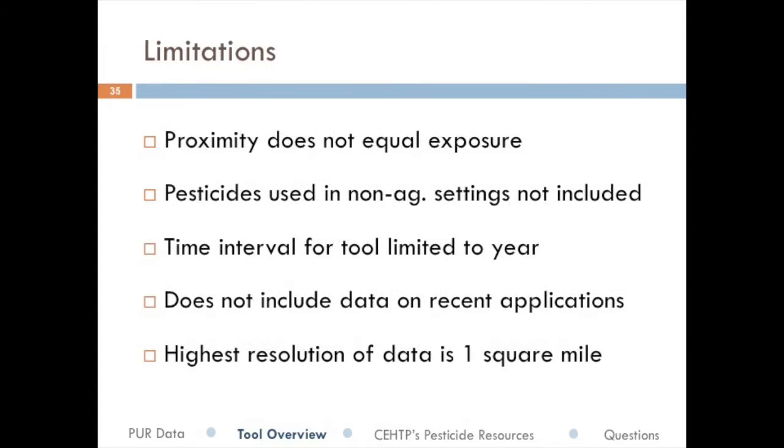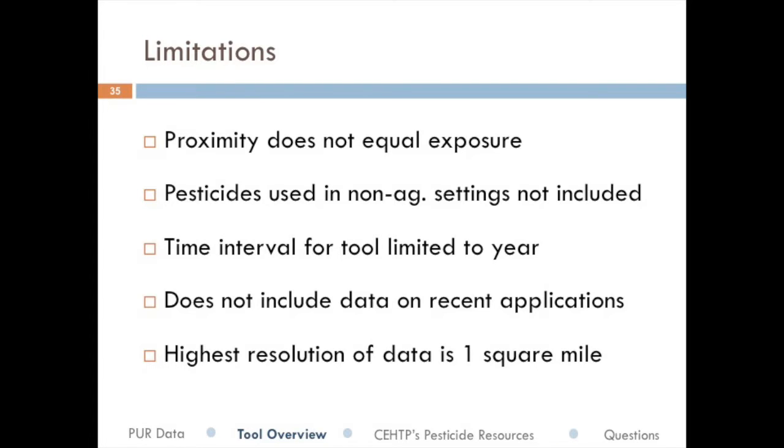Okay, so while this tool is obviously pretty great, there are some limitations to keep in mind. First off, proximity does not equal exposure. Exposure is dependent on a variety of factors, including the method of application, persistence of the pesticides in the environment, wind patterns, and much more. Second, this tool does not include pesticide applications for non-agricultural uses, such as structural pesticide control in buildings or home and garden pesticide use. Third, in our tool you can only view data for a single year at a time. You can't look at pesticide use by month or by week.